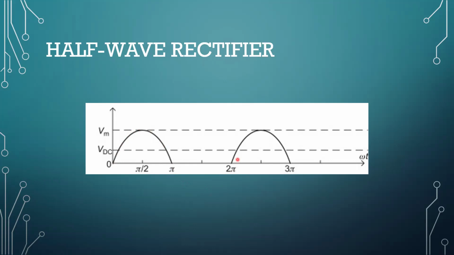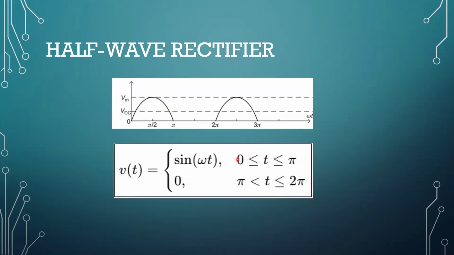First we will get the piecewise function of our signal. From interval 0 to pi, the function is sine omega t because the x-axis is with respect to omega t. The second interval, from pi to 2 pi, is 0. So that's why this is 0.